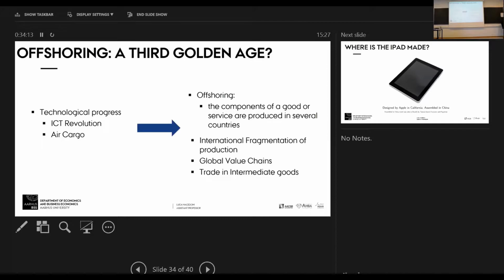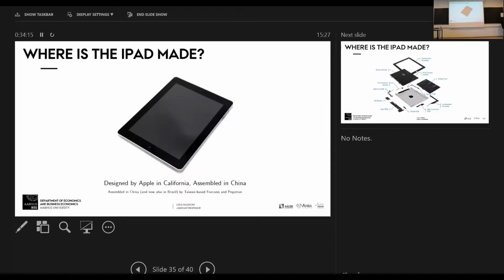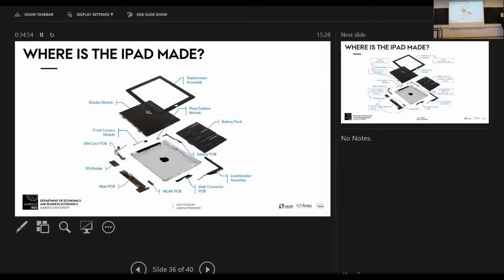And to conclude, let's look at this typical example. Everybody here is probably familiar with the iPhone. Have you seen this figure before? The iPad. Where is the iPad made? Assembled in China, also now in Brazil, by a Taiwanese company, but designed in California. Okay? And everything else, whatever is in between the design and the final assembly, where is that part made? It turns out that it's made all over the world.